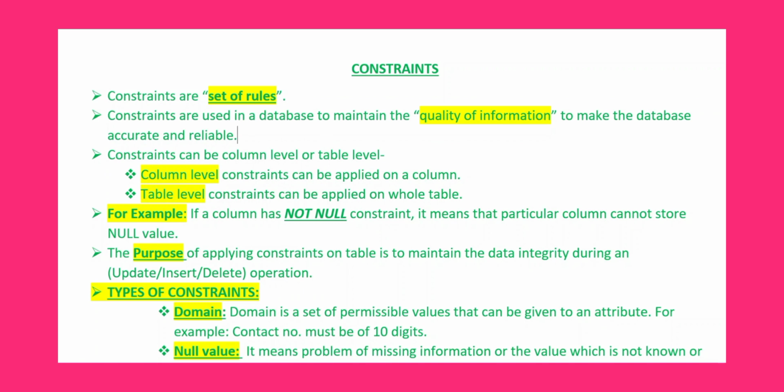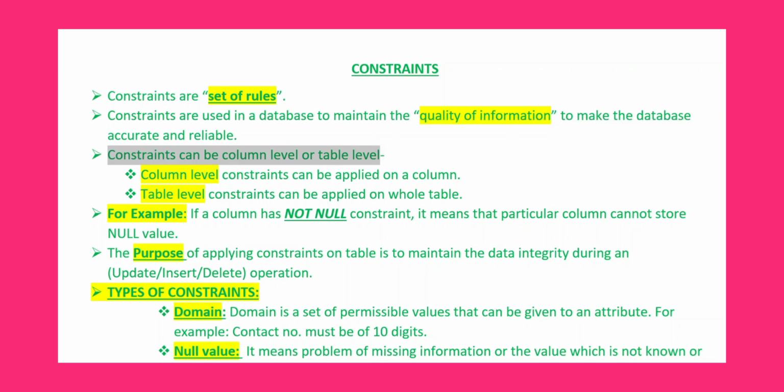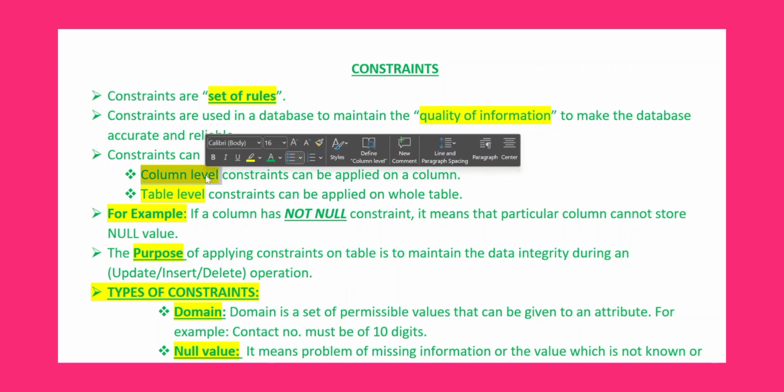Now, constraints can be of two types. The first one is known as column level, and the second one is table level. Now, what is the actual meaning of column level and table level? So it is explained here. Column level constraints can be applied on a particular column. In previous video, what is the meaning of column and rows, that is explained there. Column means the attributes in terms of database, and rows means tuples in terms of database. So column level constraints can be applied on a particular column to make it more consistent, more accurate.